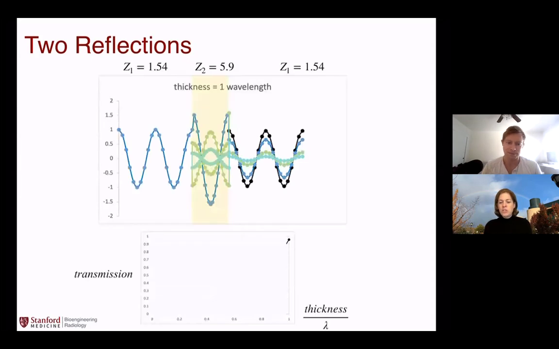And so this is what I just showed you, where the thickness was equal to one wavelength. And now what I'm doing is at the bottom, I'm plotting the transmission as a function of thickness over wavelength. So when thickness equals wavelength, that equals 1. And we get a value. I told you it was 1, but what I'm plotting here is something that's slightly less than 1.